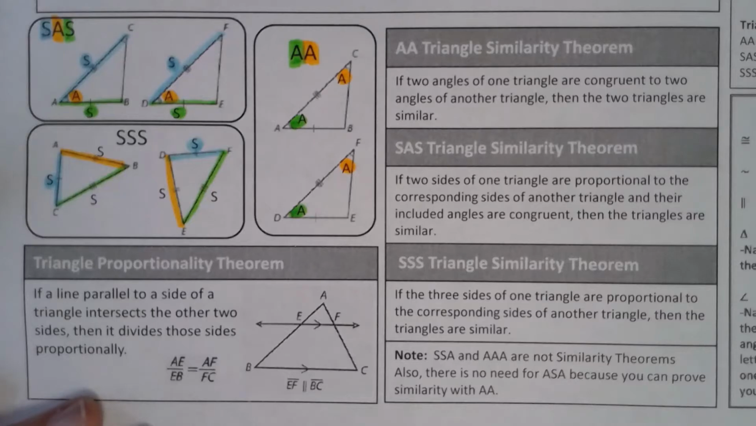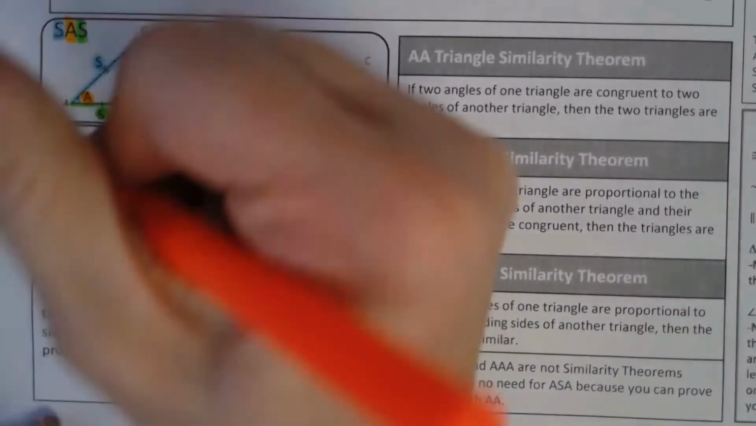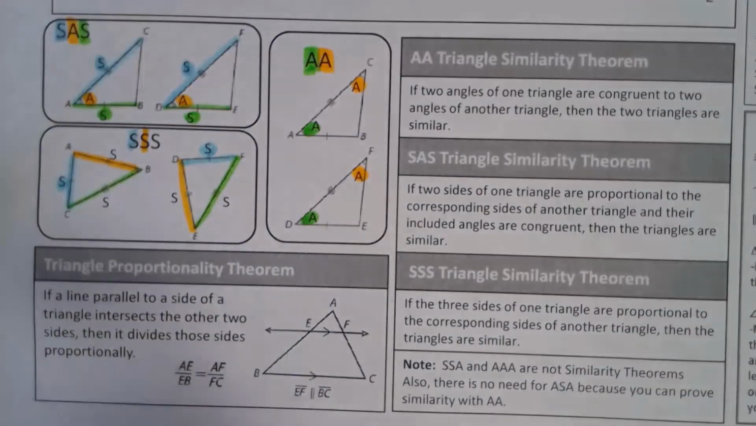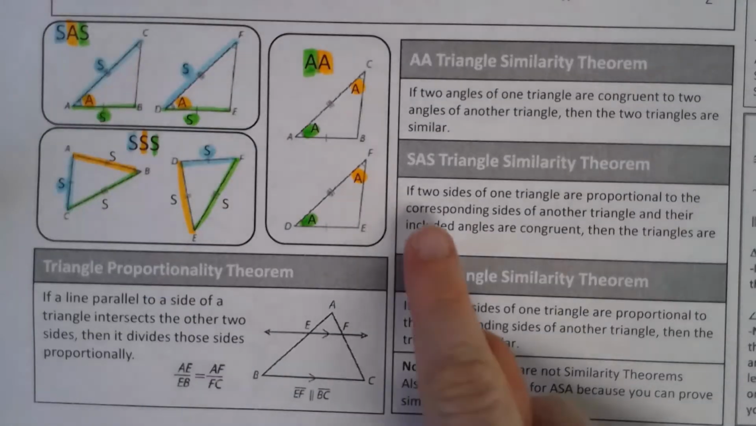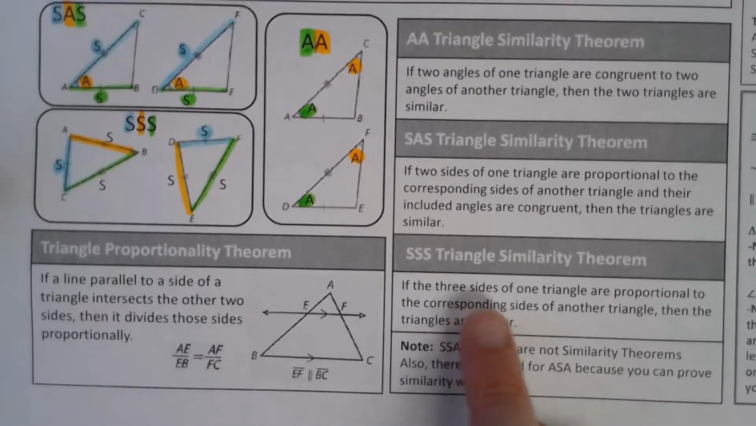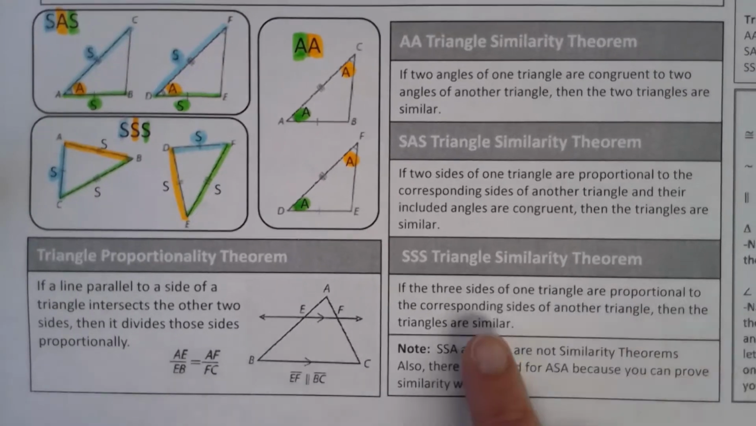So those are side-side-side. When 3 sides of one triangle are proportional to the corresponding sides of another, then we can say that the triangles are similar.